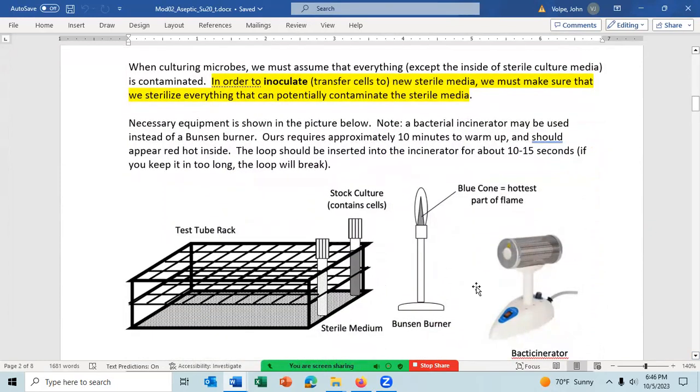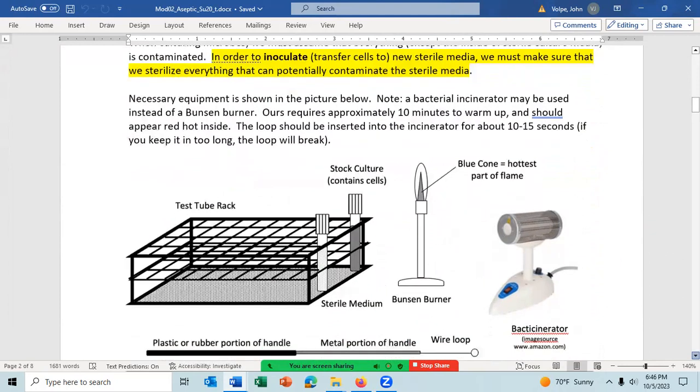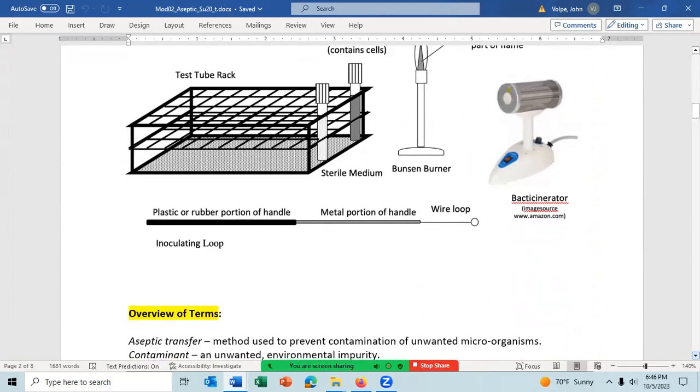In order to inoculate, that's transfer to new sterile media, we must make sure that we sterilize everything that can potentially contaminate the sterile media. How you do that is, one, you only use sterile media, and two, you use something like a loop here, and then you sterilize the wire portion of the loop, this region here. You do not sterilize the metal portion or the plastic or rubber hand portion. If you do that, it'll become too hot to hold. You only sterilize the loop.